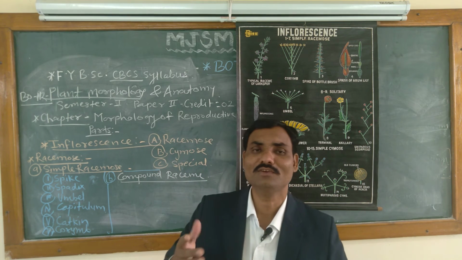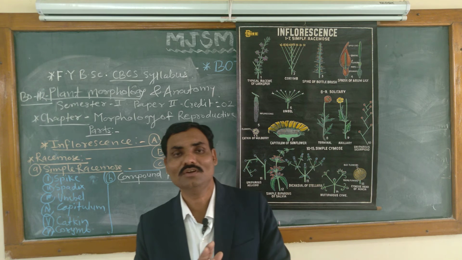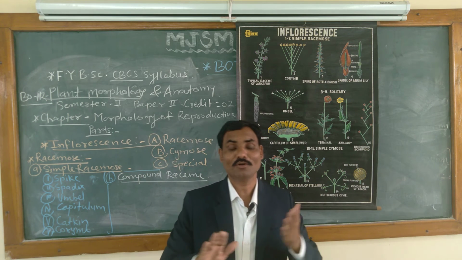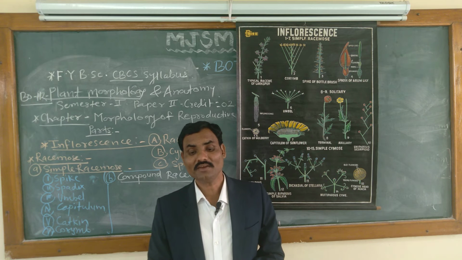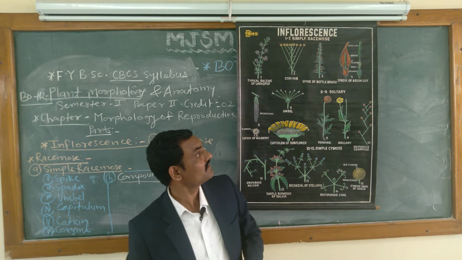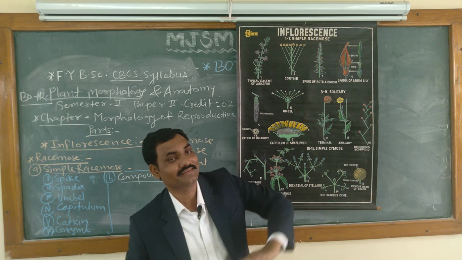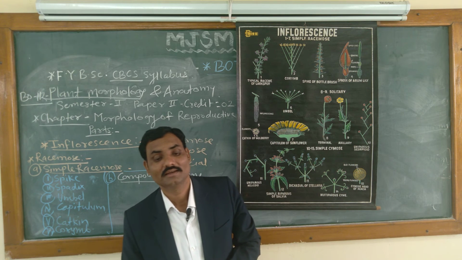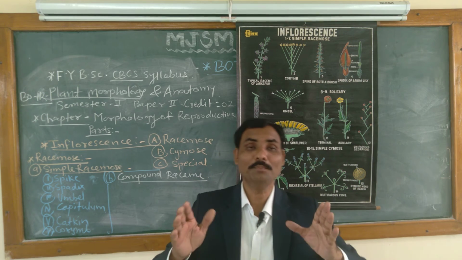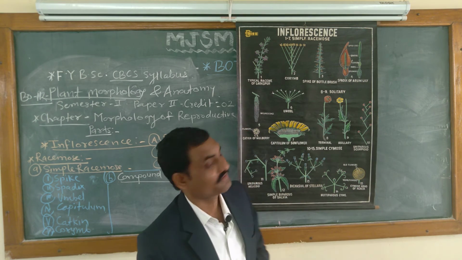That means they are inactive flowers. They don't take part in reproduction. Then the tip of the axis is also sterile. In this way, there are different characteristic features of simple spadix.